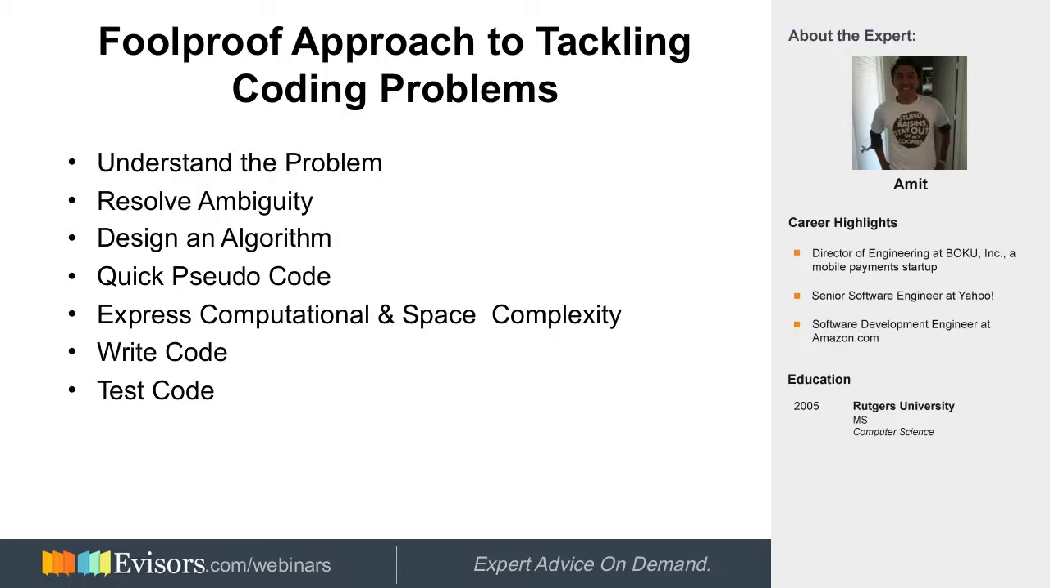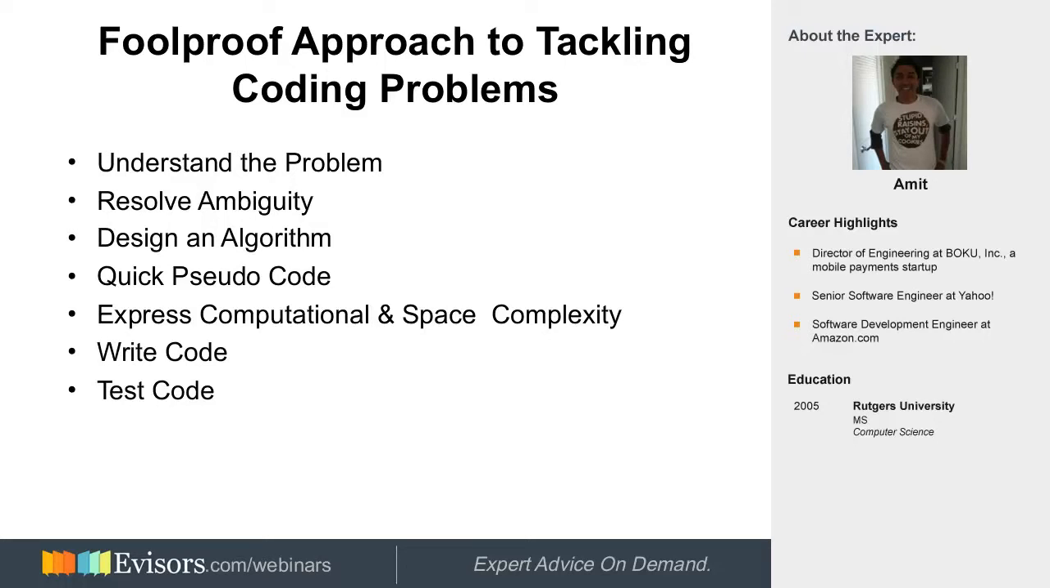The next thing that you want to do, after you've really understood the problem and noted your assumptions down, is: do you design an algorithm? Or do you just start writing code on the board? So my recommendation is, design an algorithm, come up with some quick pseudocode, express the computational and space complexity without being prodded for it, and then write the code.